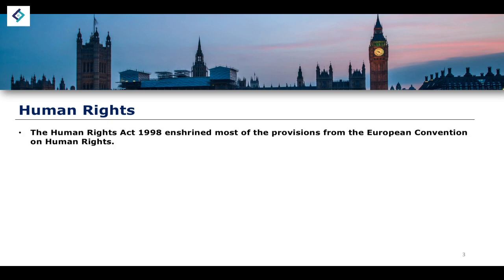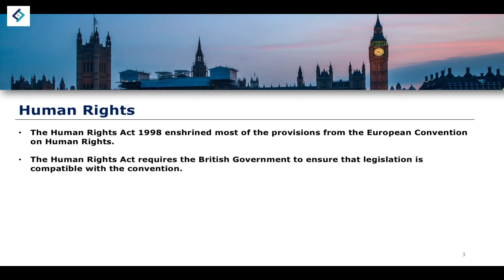Well, of course, we know that the most important of these was the 1998 Human Rights Act, which enshrined most of the provisions that were taken out of and drawn from the European Convention on Human Rights. Now, what essentially the Human Rights Act does is require the British government to ensure that legislation is compatible with the Convention and is compatible with the legislation itself.